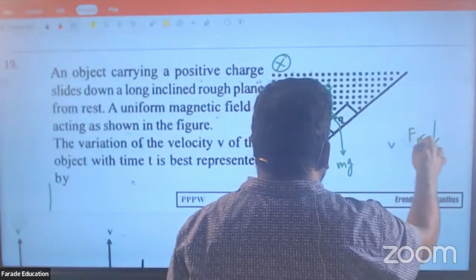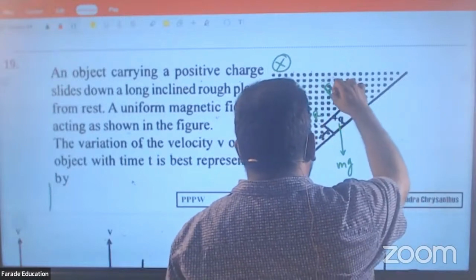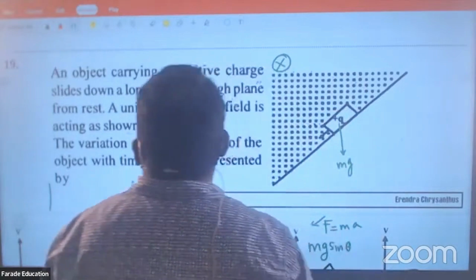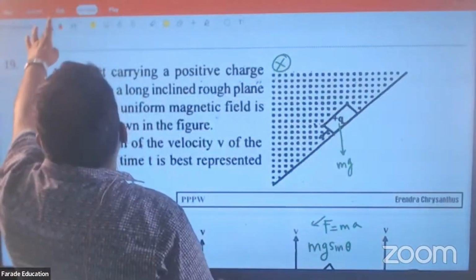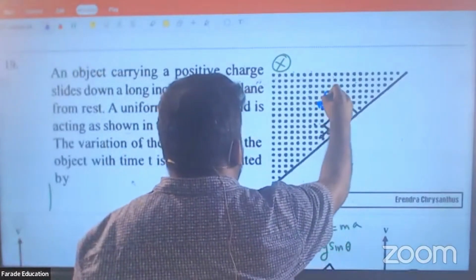Here induced EMF can't occur. No? So it's not a closed loop or a circuit. Induced EMF... here it's a charge. So charge moving in a magnetic field. Here normal reaction is there.